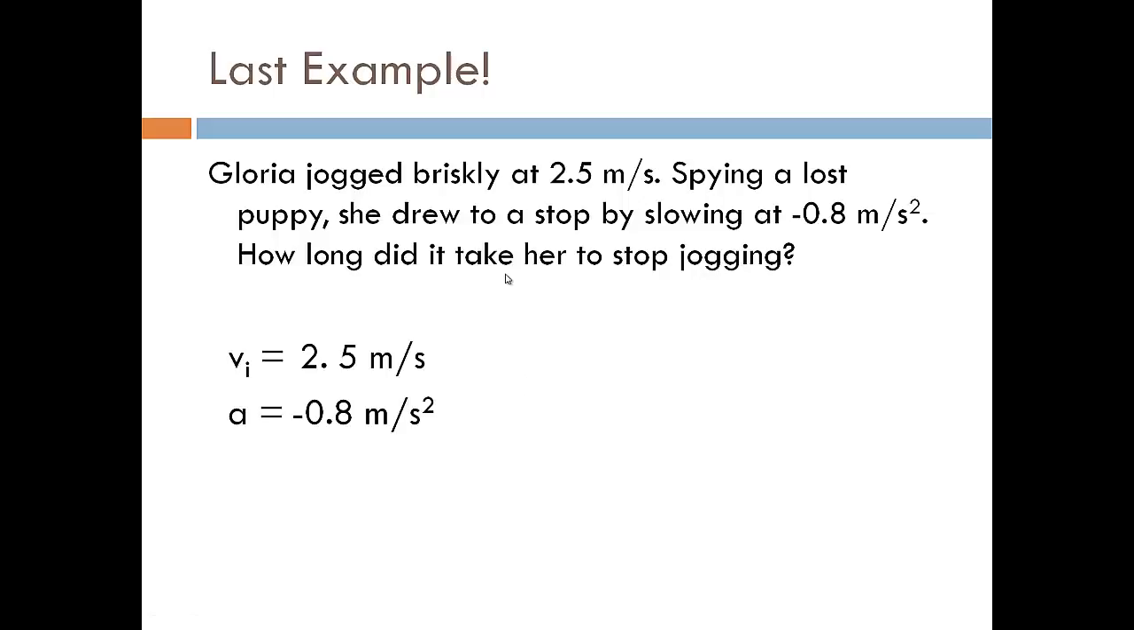But there's one other piece of data that's sort of hidden in this problem. And that's right here, where she says she drew to a stop, because when you draw to a stop, your final velocity is 0. So that's the last thing we know. There's actually 3 pieces of data in this problem, not just 2. Alright, that's it for today. We're just trying to figure out how to identify variables.